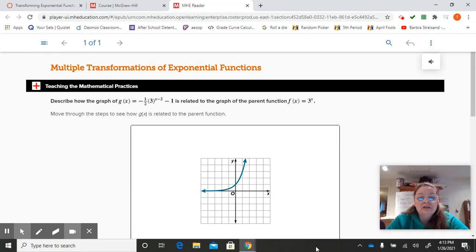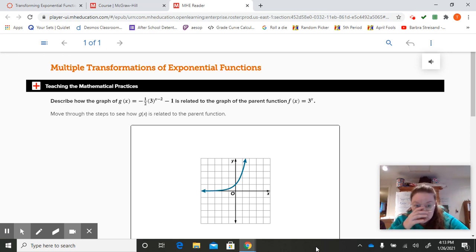Now here finally we have an example that puts it all together. What happens when you have more than one transformation happening to your exponential function? Here it is. We're going to be looking at the parent function f of x equals 3 to the x power, and we're transforming it to g of x equals negative 1/2 times 3 to the x minus 2 power minus 1.